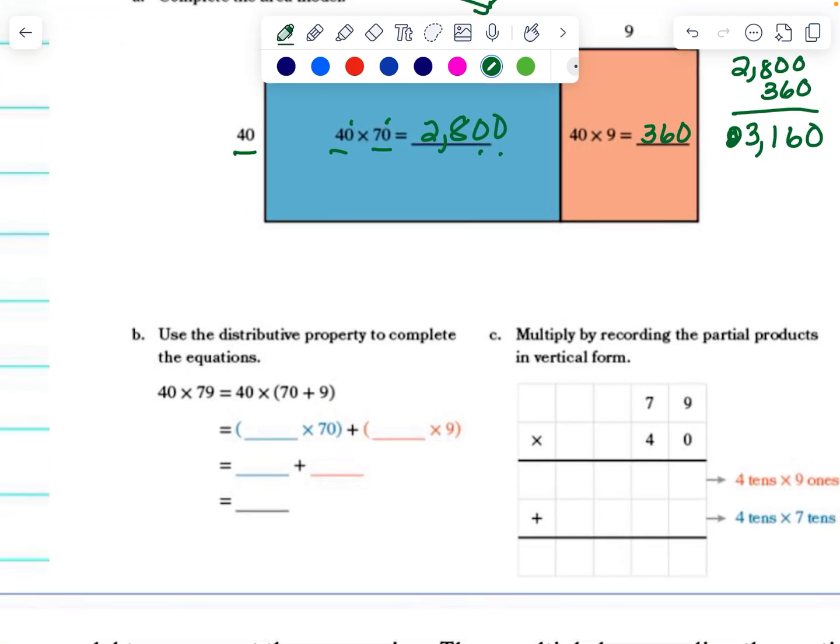Now using the distributive property, 40 times 79, they have decomposed it for us, and we're going to distribute the 40 times to each area. So then it's 40 times 70 and 40 times 9. 40 times 70 is 2,800. 40 times 9 is 360. Add the 2 together, and we have 3,160.